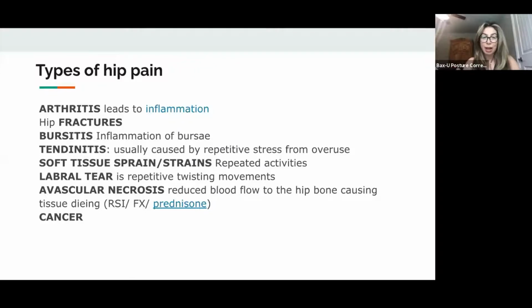Necrosis means the dying of the tissue. So when there is a reduced blood flow to the hip bone itself, it will cause the tissue to die, usually caused by repetitive stress injuries, fractures. Also, if you're taking prednisone for a prolonged period of time, it will cause your bones to be brittle, and the first sign usually occurs in the hip. The reason it happens in the hip is because it's the most weight-bearing joint.